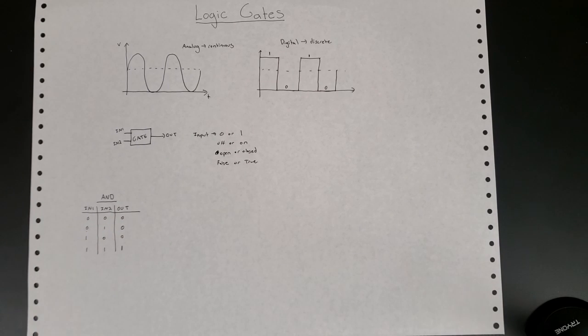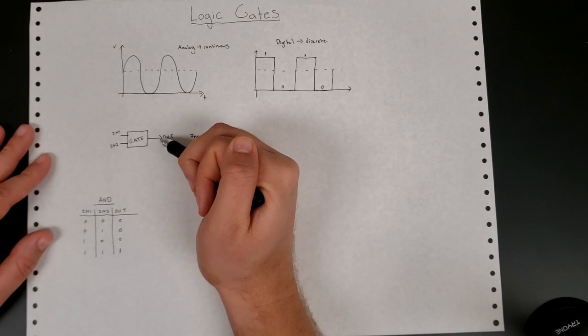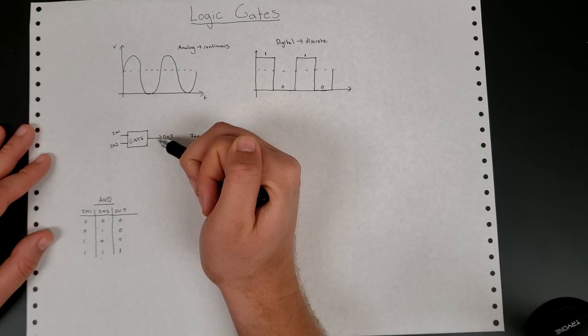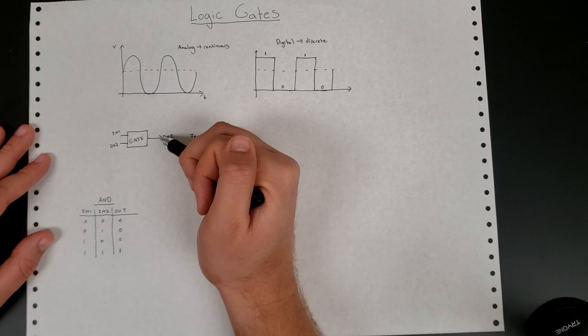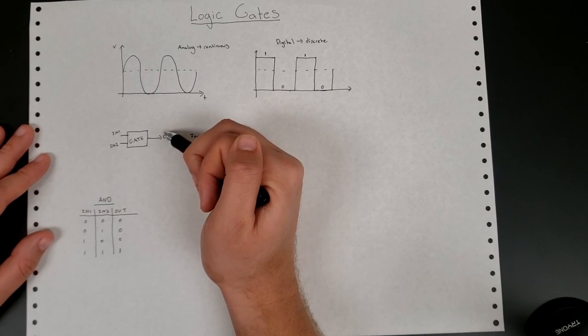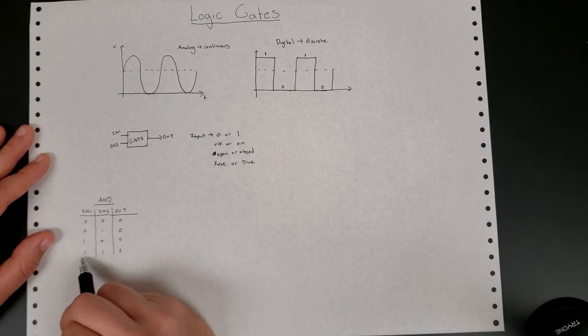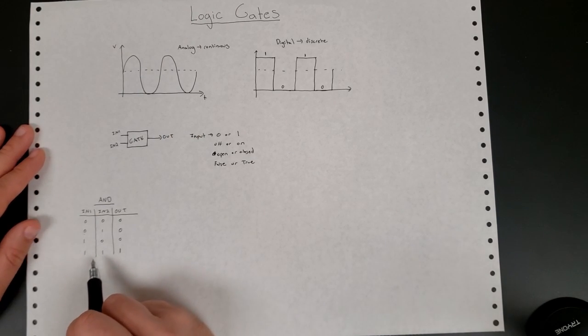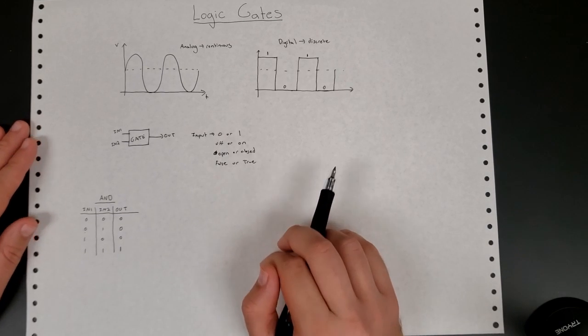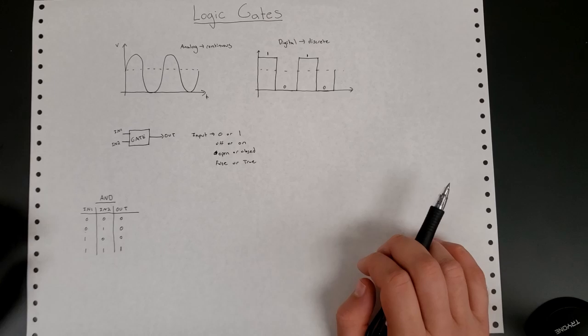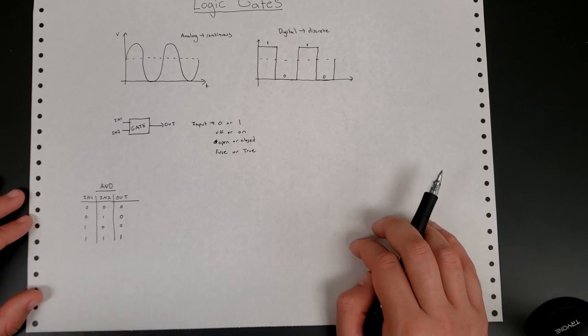Okay? So if we had, say, an LED hooked up to this output over here, the LED would only illuminate if both input 1 and input 2 were on, or both of them were ones. Okay, so that's kind of how these truth tables work.